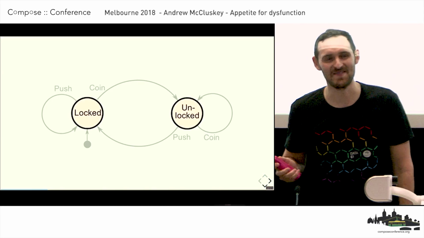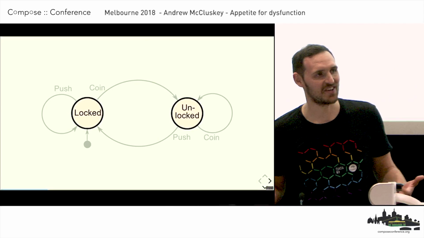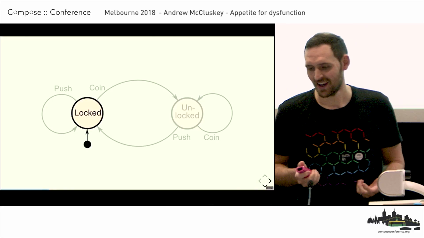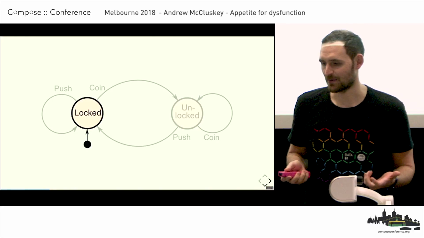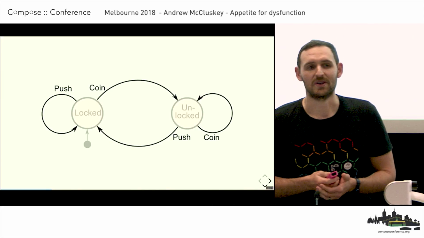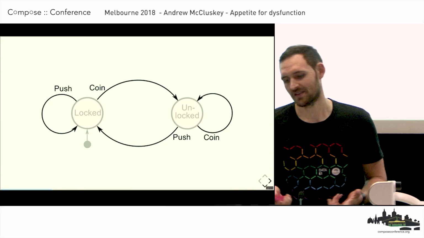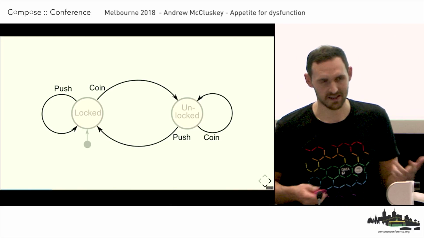So, that's our state machine diagram. Our state machines have states, so in this case our turnstile can be locked or it can be unlocked. It has an initial state, so before we've done anything, our turnstile will be locked. And it has inputs, so if we put a coin into our locked turnstile, it becomes unlocked. If we push the unlocked one, it becomes locked again, and so on.